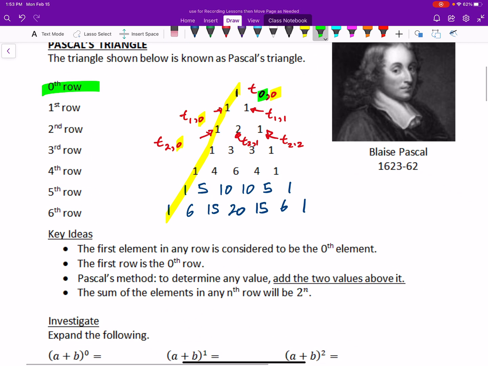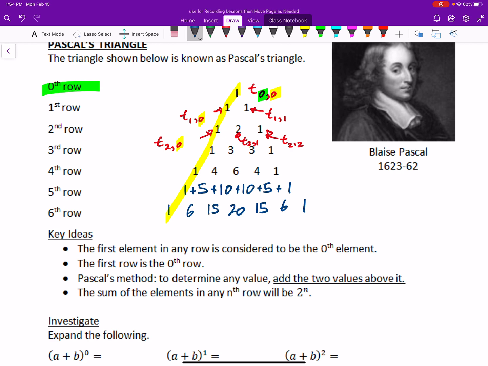Pascal's method, I just explained it. To determine any value, add the two values above it. The sum of the elements in any nth row will be 2 to the n. So if I wanted to add up, getting back to this idea of series, say I wanted to know what this was, add them all up. Well, I could add them up: 6, 10, 16, 26, 31, 32.